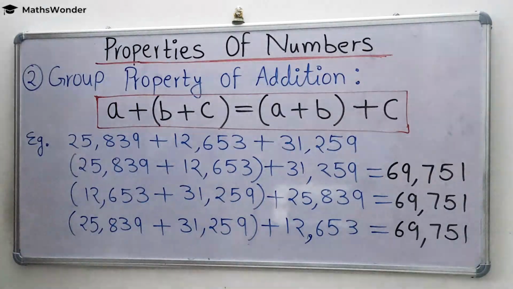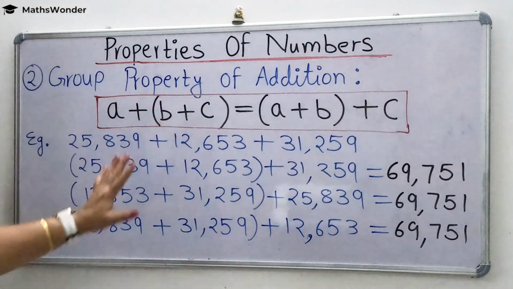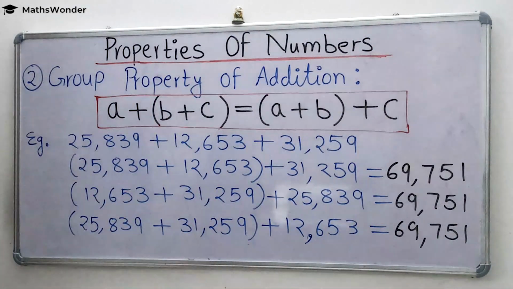Maybe we have four numbers, so you can arrange them in groupings. The sum of three or more numbers does not depend on the order in which the numbers are added. Got it? Understood the concept? Yeah. So these are the three numbers.